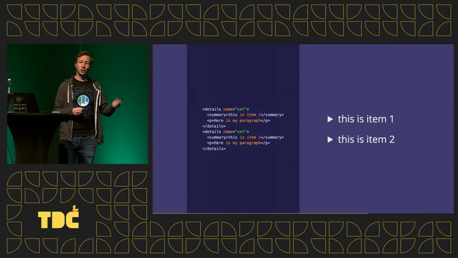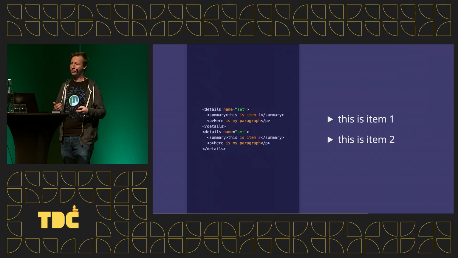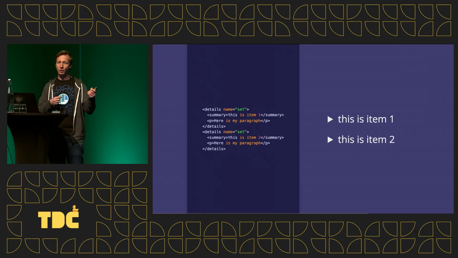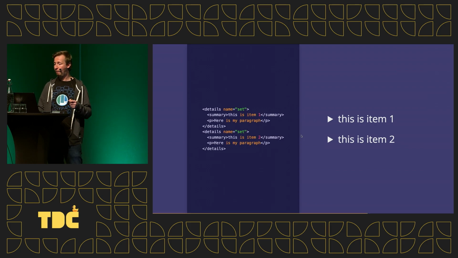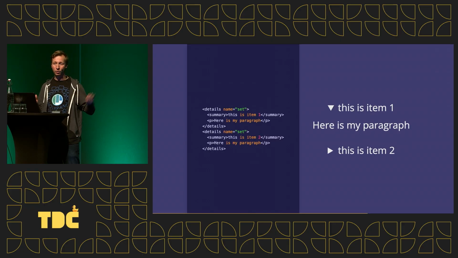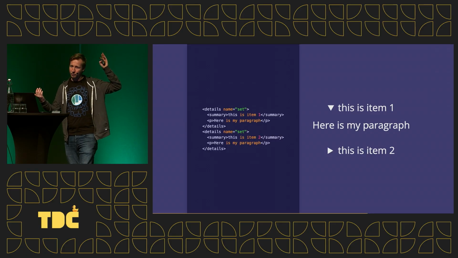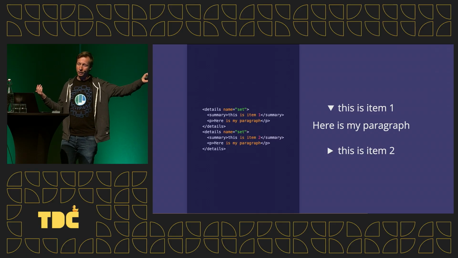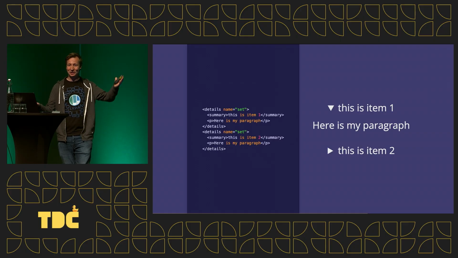Now, a recent addition to the details element is that you can make something called exclusive accordions by adding the same name attribute to multiple details. And when you do that, opening one will close all the others. I think this is a bad idea because I usually want to be able to read more than one thing side by side. For example, if I need to compare things between the two. But if you want this, then you don't need to use JavaScript.